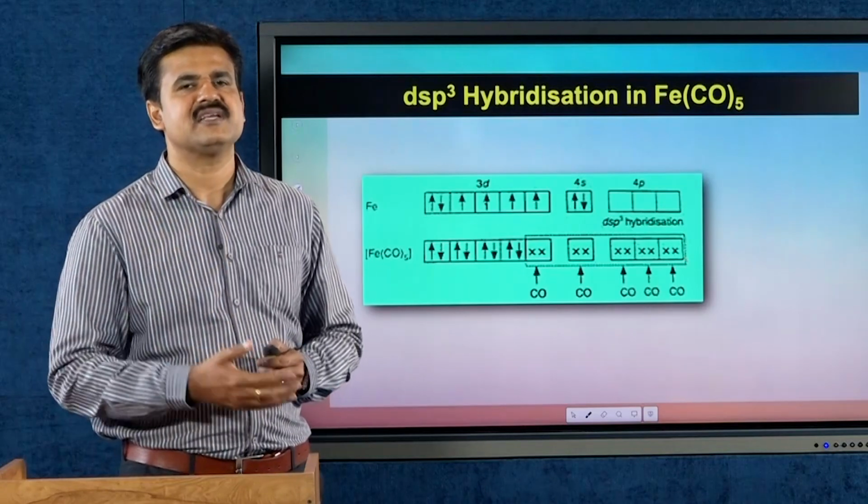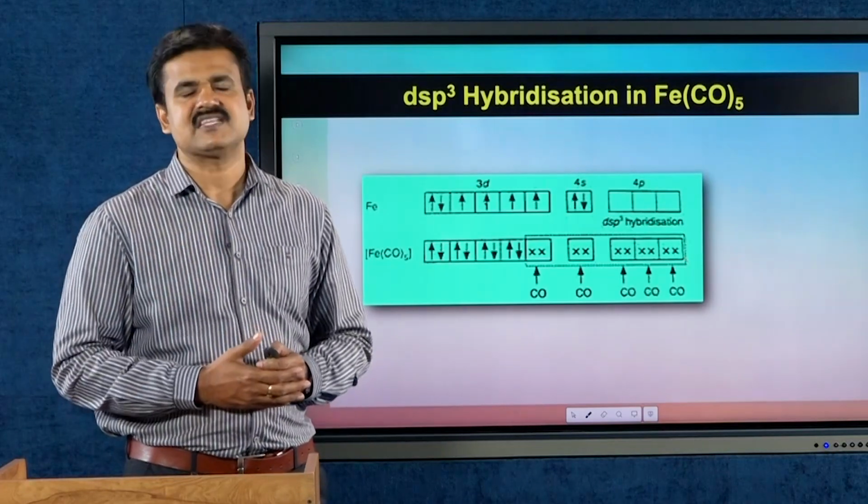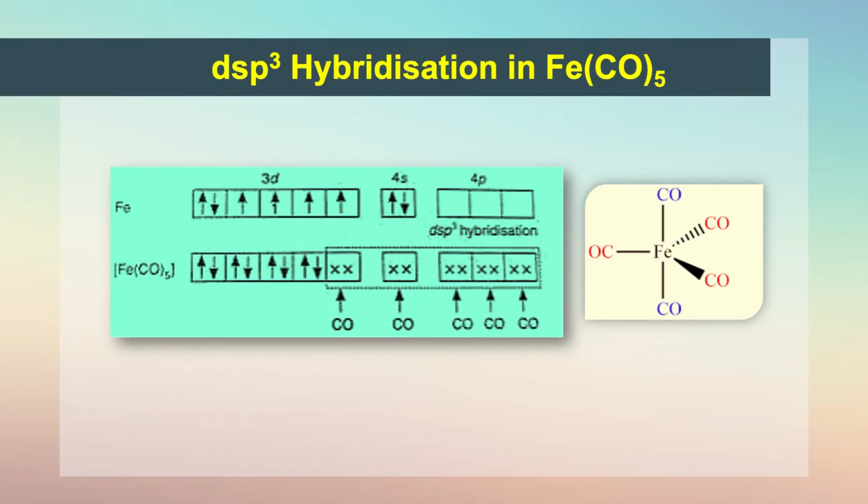Electrons are donated by the carbon monoxide ligands to these vacant dsp3 hybrid orbitals to yield Fe(CO)5, and the Fe(CO)5 molecule exhibits a trigonal bipyramidal geometry with 2 bond angles. The in-plane bond angle is equal to 120 degrees, the other bond angle is 90 degrees.